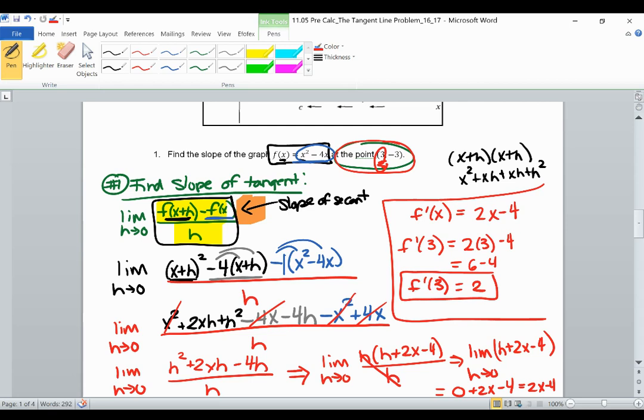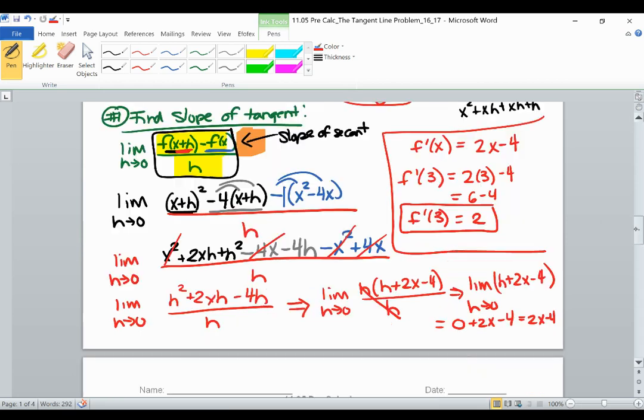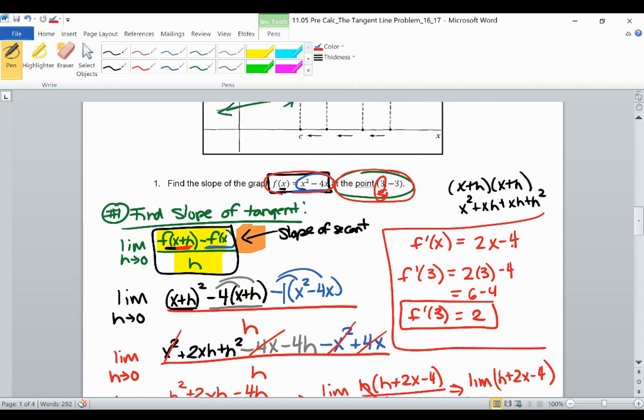Again, you're finding the slope of your secant, taking the limit as h approaches 0, substituting in x plus h in for f of x first, minus whatever f of x was, all over h. Then we FOILed out, combined our like terms, reduced, then used direct substitution to find the limit, which gave us 2x minus 4 for that limit. That was our derivative, or our slope of the tangent. And then we subbed in a 3 in for x to find f prime of 3, or the derivative of f of x at 3, to be 2.